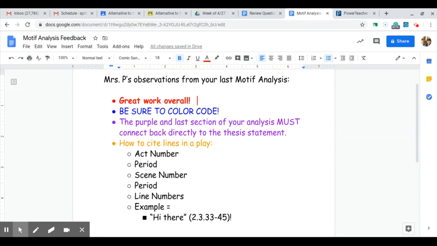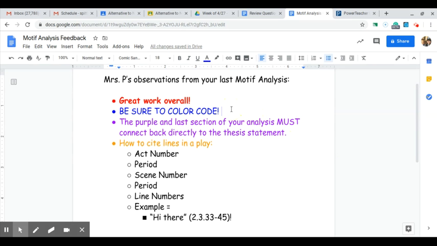Guys, I just wanted to go over some observations from your motif analysis last week. Really good job overall. I especially like the way you guys are making inferences about what these images mean for the characters. Really good quote choices for that last example.